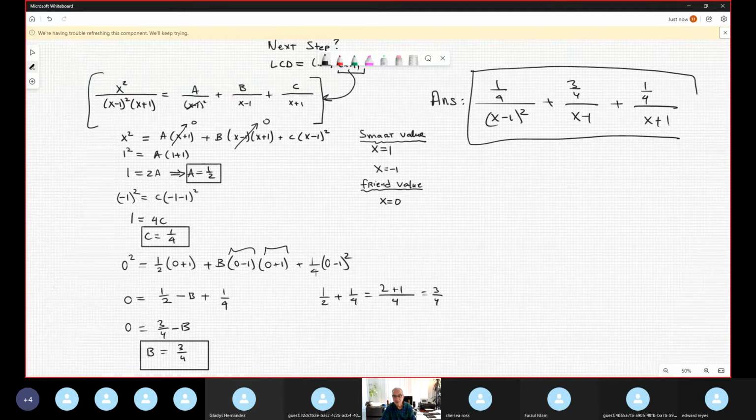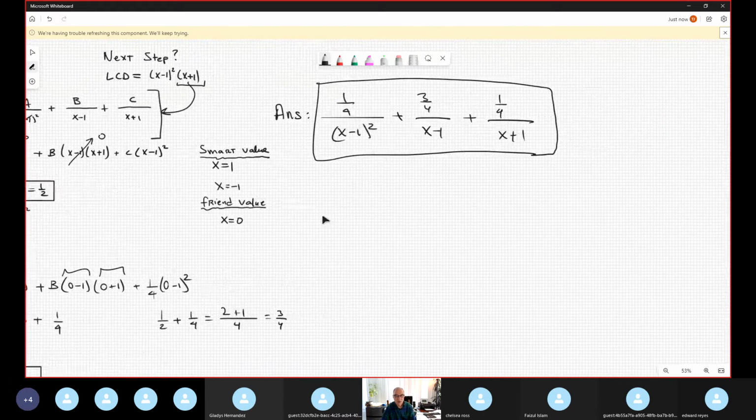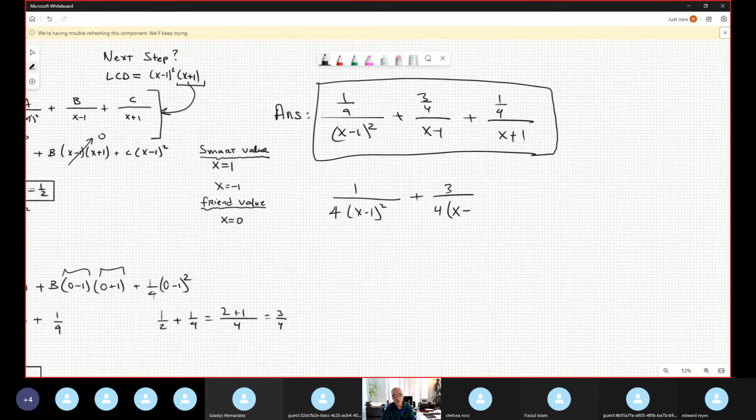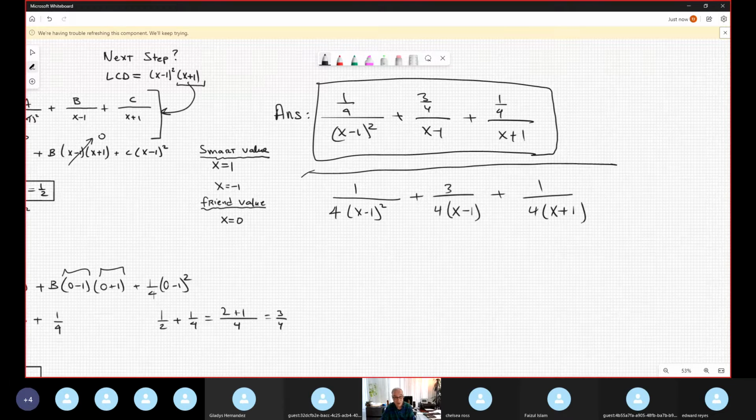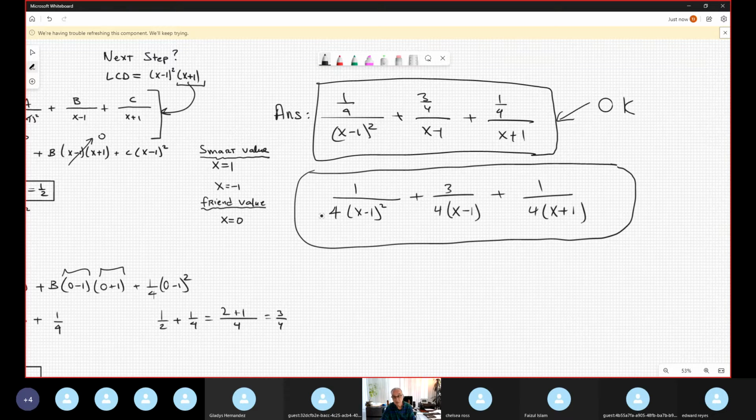Personally, I don't like that, because I like much better like this. Look, let me show you. You copy 1/4 times x minus 1 squared. Oh, nice. I like that much better. You copy 3/4 times x minus 1 plus 1/4 x plus 1. More elegant, in my opinion. Maybe in some book, leave it like that, it's okay. In my opinion, this is super elegant. Do you follow me?